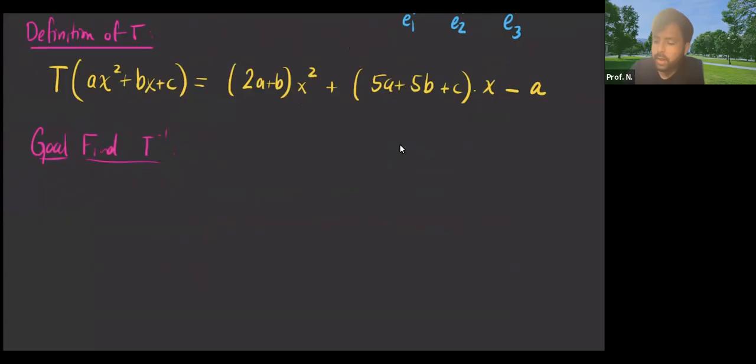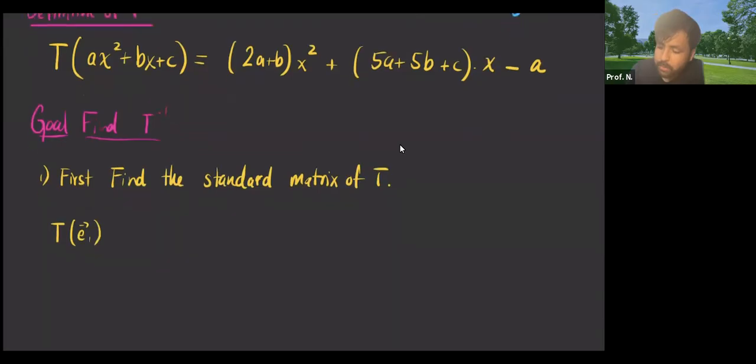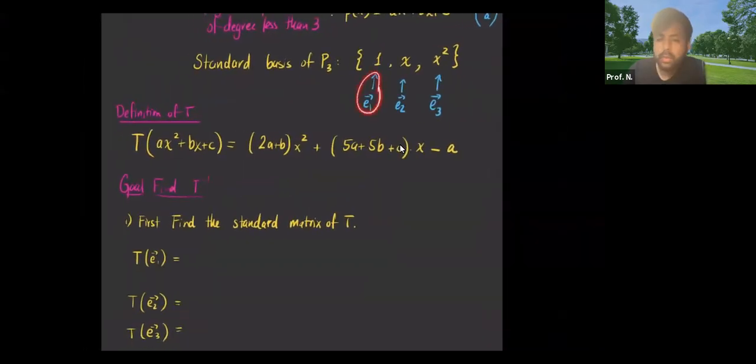So to do that, I first need to find the standard matrix of T. That's the first thing I need to do. First find the standard matrix of my original transformation. And how do I do that? I multiply the standard basis vectors. Remember, I'm treating the standard basis polynomials as vectors, right? Because 1 in P3 is the same thing as saying what?